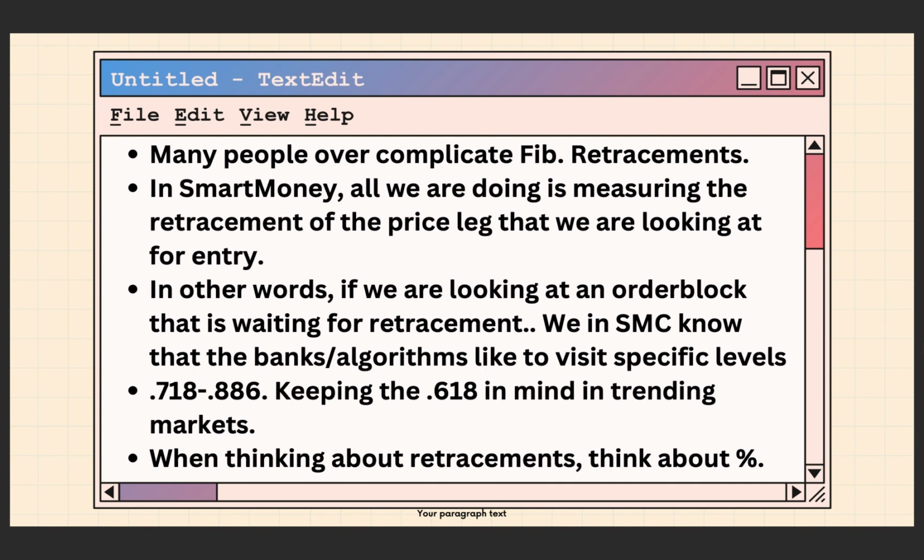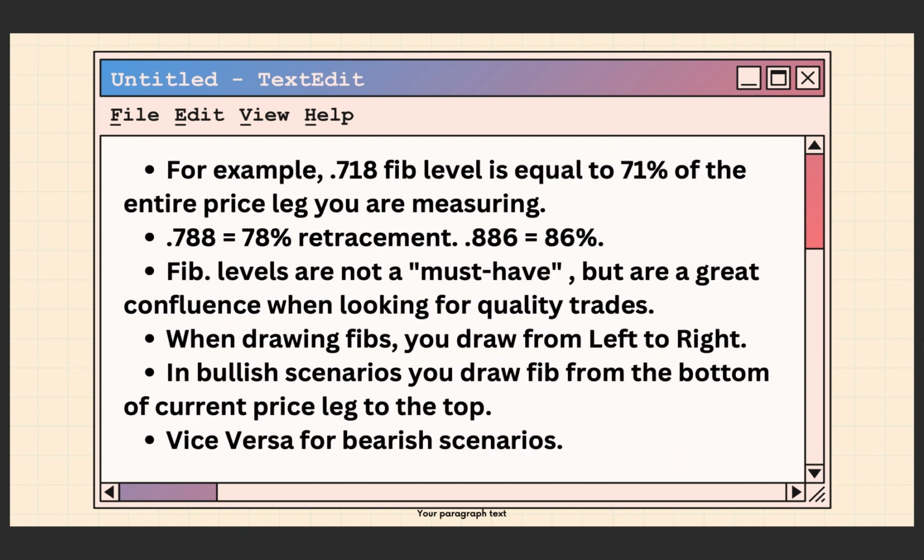When thinking about retracements, think about percentages. For example, the 718 fib level is equal to 71% of the entire price leg that you are measuring. So the 788 is 78% retracement. The 886 is 86% retracement. What that means is if the price comes to your 886 level, that means that price has retraced 86% of that entire price leg. And I will show you that on the chart as well.